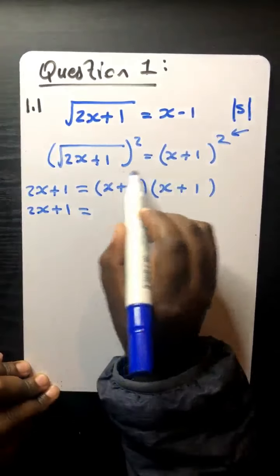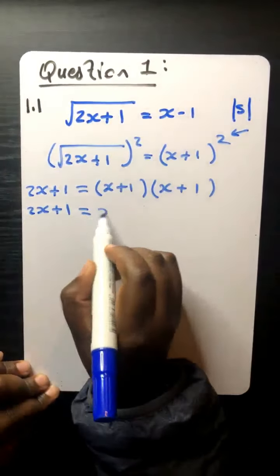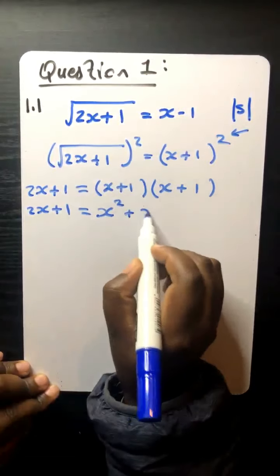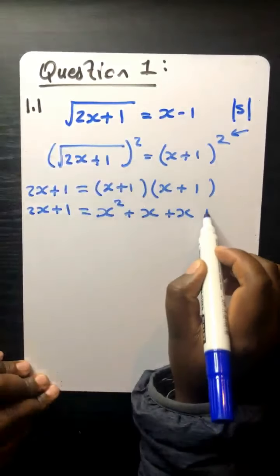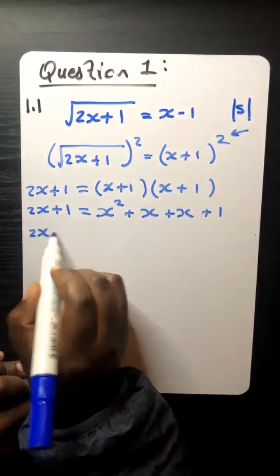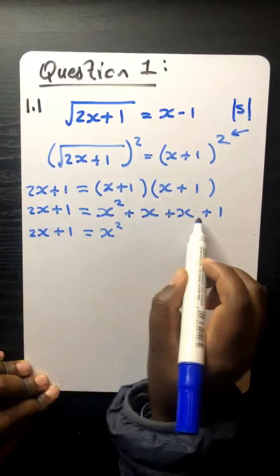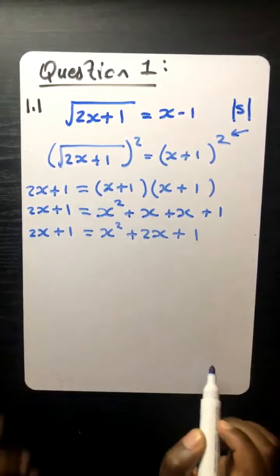So let's see. You do this by that, this by that, this by that, that by that. So obviously you have x squared. You have that being 1x, that plus 1x, that plus just 1. So you still have 2x plus 1, which equals x squared. Can you see you've got the like terms? So this is 2x plus 1.